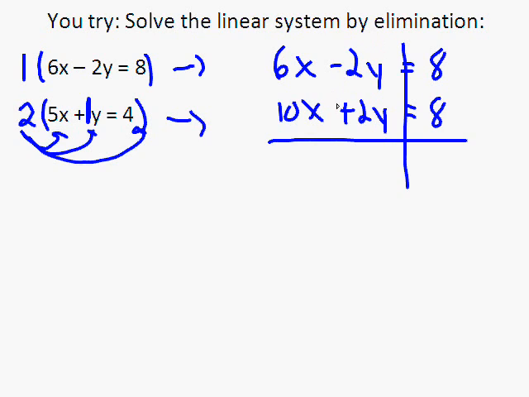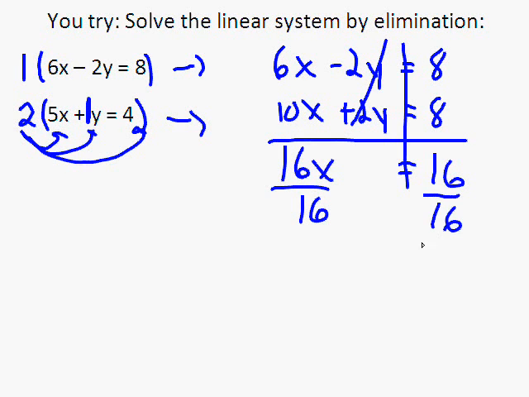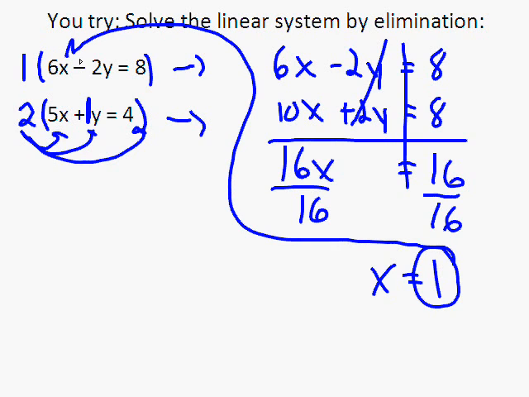So when I add my two equations together, I'm going to get 16x, and the y's will cancel out or eliminate. Give me 16x is equal to 16. We can divide both sides by 16, and we get x is equal to 1. Now, just like before, we know the value of x, so we're going to substitute that in.